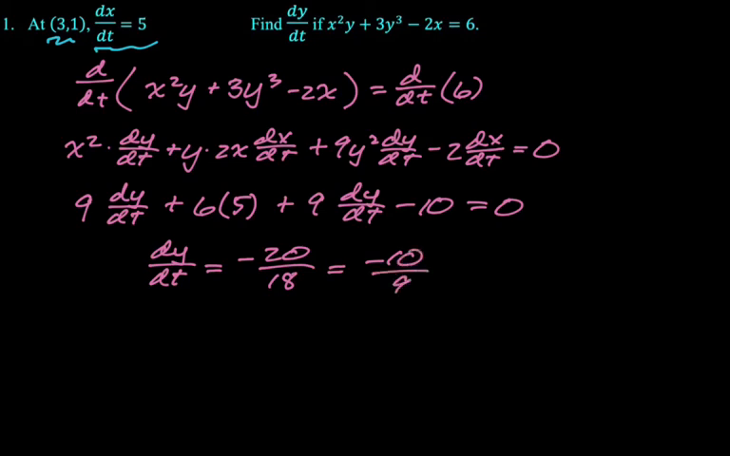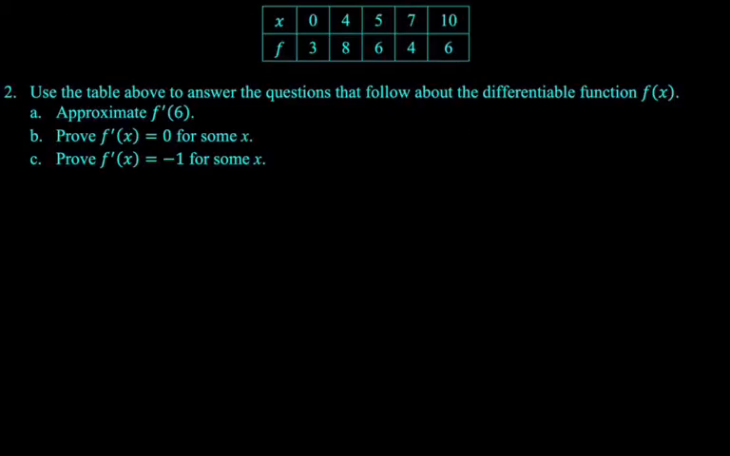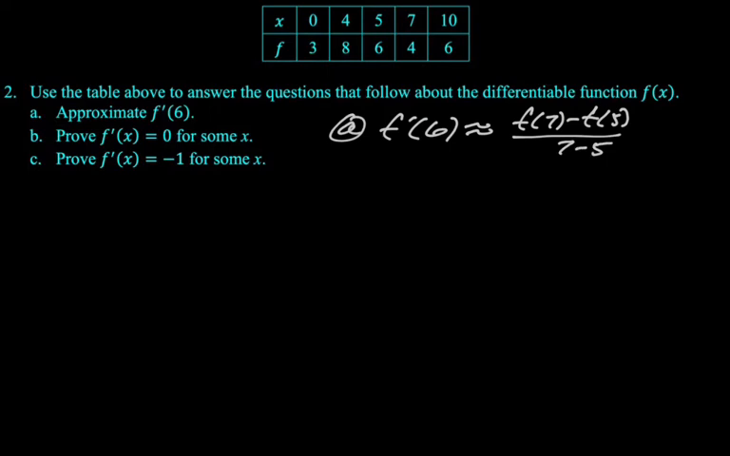All right, let's take a look at the next problem. It's a table problem. Use a table to find the answers to the questions that follow about the differentiable function f. Approximate f prime of 6. You look at the table and figure out where 6 would fall. It would be between 5 and 7. Use the slope of the secant line between those, just make sure you say approximately equal to. f'(6) is approximately equal to (f(7) minus f(5)) over (7 minus 5). So that's 4 minus 6, which is negative 2, divided by 2, so negative 1.